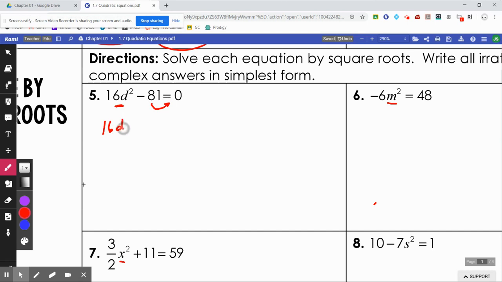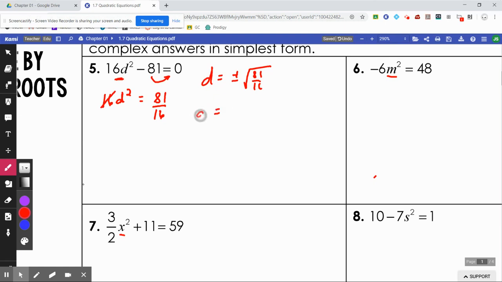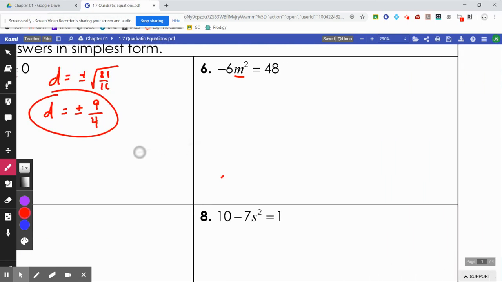So you have 16 d squared equals positive 81. Divide by the 16. You get d squared is 81 over 16. Now all we have to do is take the square root. So if d squared is equal to that, that would mean that d is equal to plus and minus the square root of 81 over 16. When you're taking the square root of a fraction, you can split it into the square root of the top, which is 9, and the square root of the bottom, which is 4. And there's your two answers.